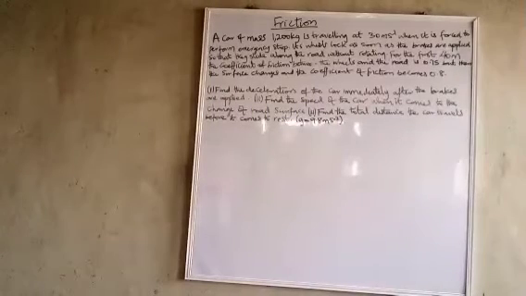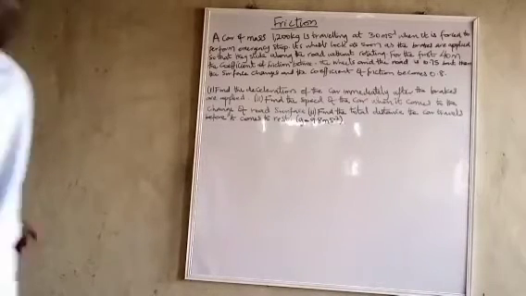A car of mass 1,200 kilograms is traveling at 30 meters per second. When it is forced to perform an emergency stop, the wheels will lock as soon as the brakes are applied, so that they slide along the road without rotating. For the first 40 meters, the coefficient of friction between the wheels and the road is 0.75, but then the surface changes and the coefficient of friction becomes 0.8. 1. Find the deceleration of the car immediately after the brakes are applied. 2. Find the speed of the car when it comes to the change of road surface. 3. Find the total distance the car travels before it comes to rest. g is 9.8 meters per second squared.